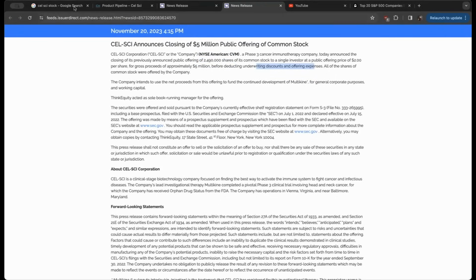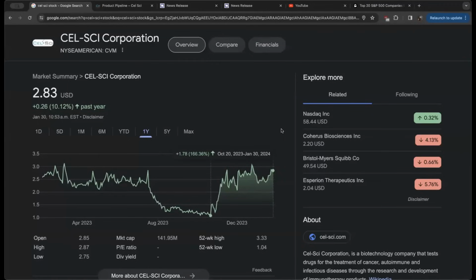So Cel-Sci, I do believe, has really put itself in a position to start solving these massive problems that are plaguing society when it comes to head and neck cancer. And I think this is a stock that looks like it can continue to move forward here.